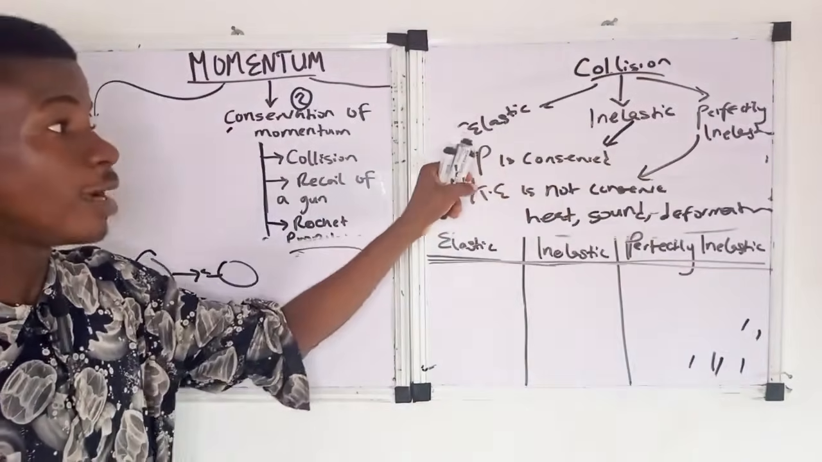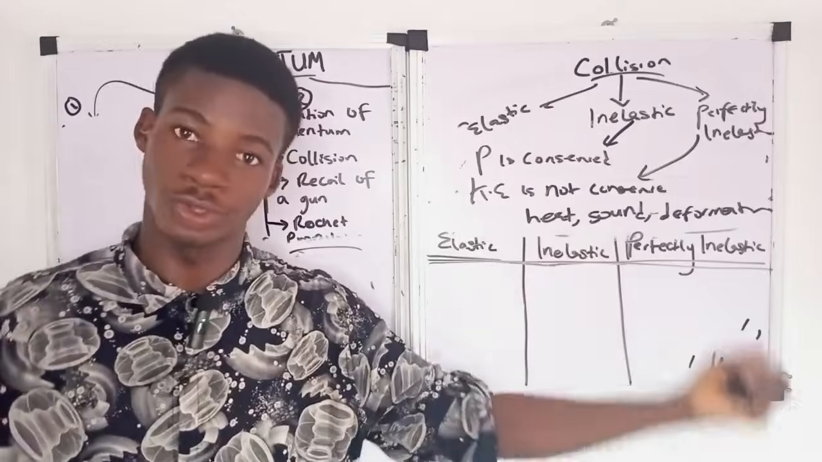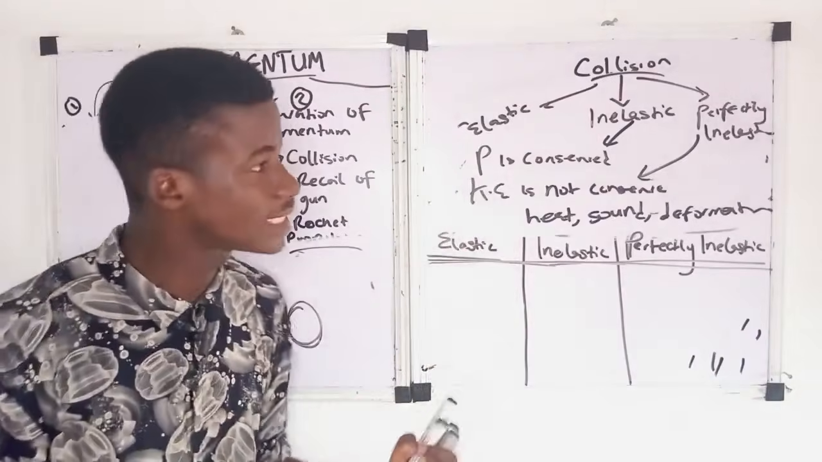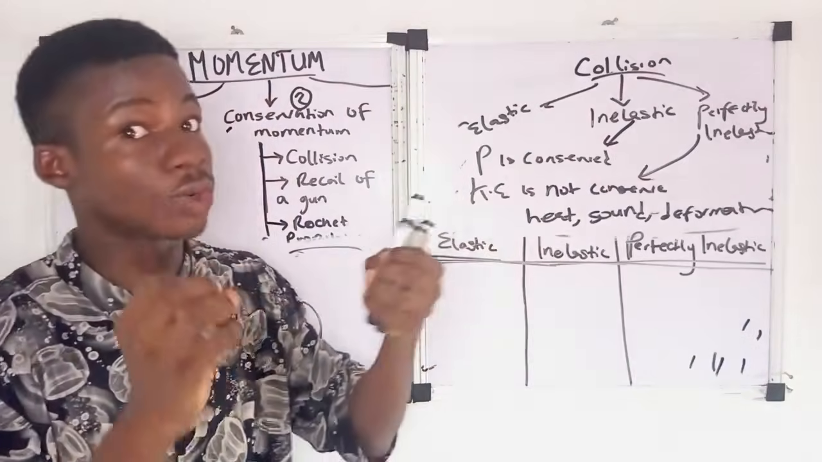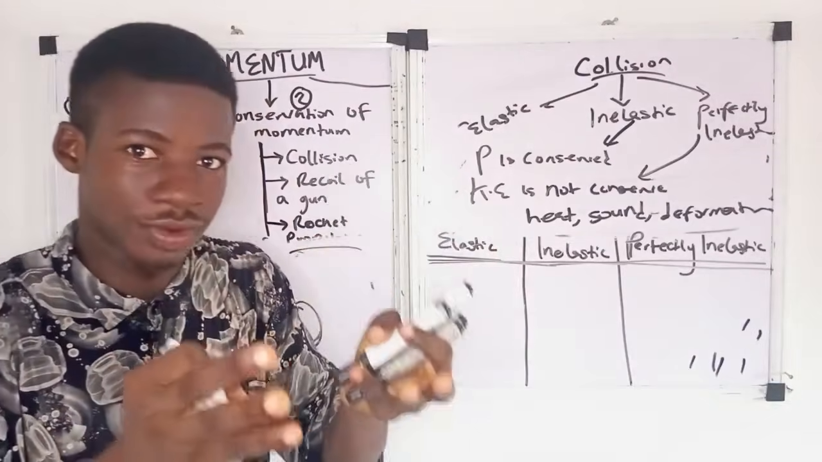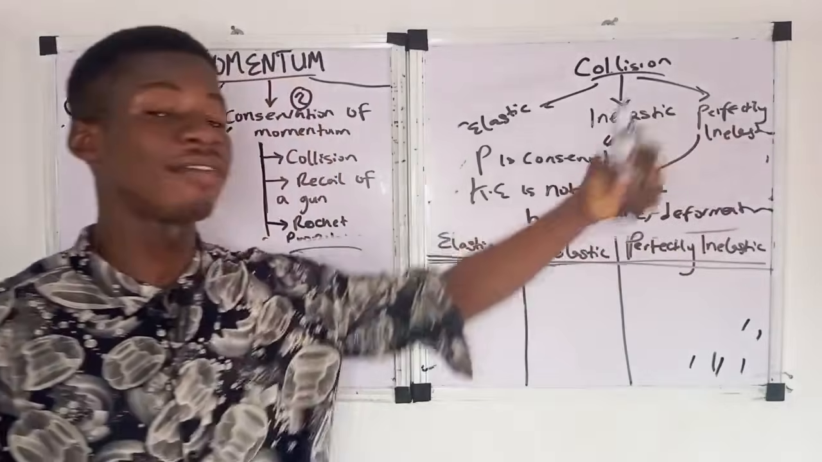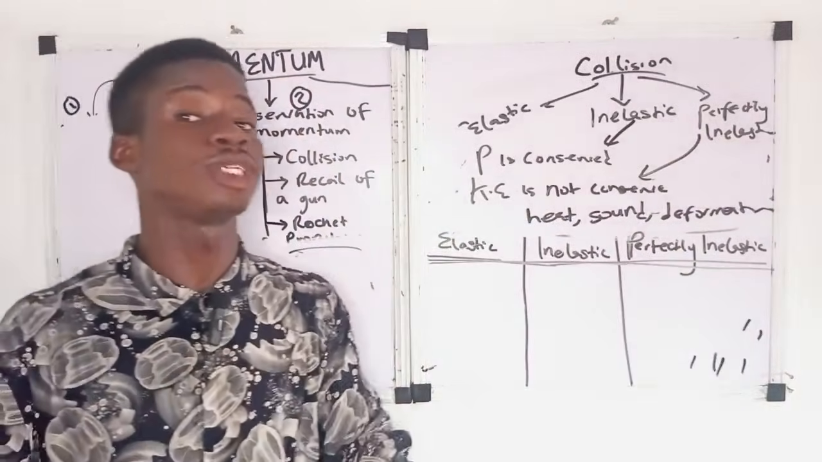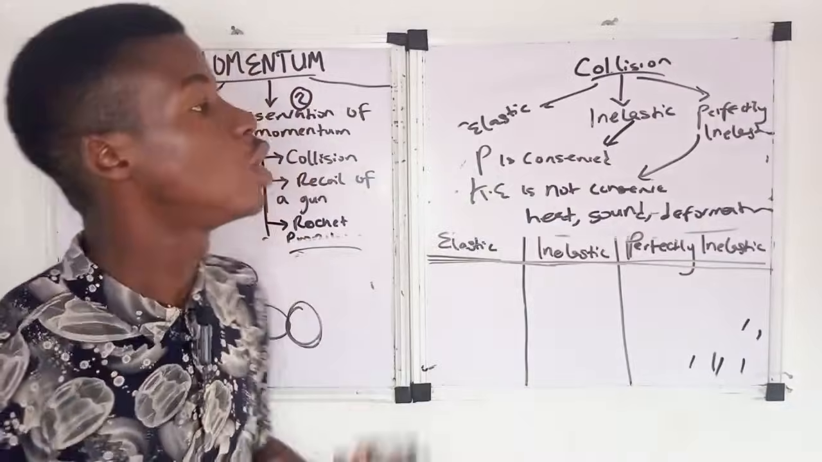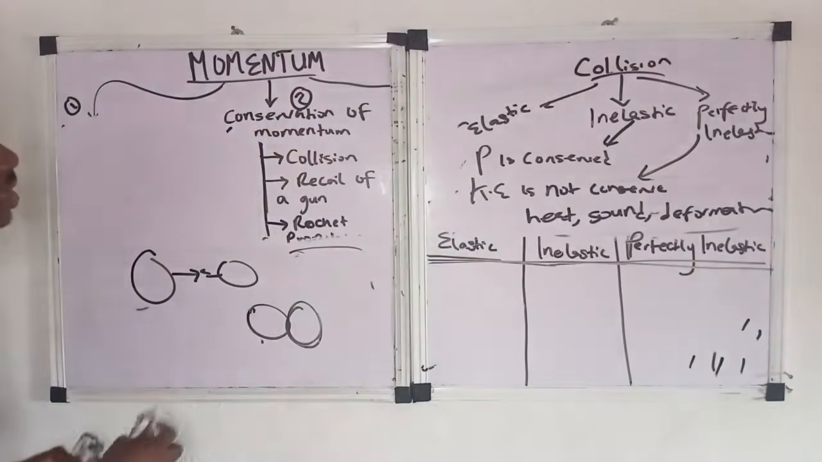Now for elastic, when the bodies collide, they usually bounce off. In inelastic, some of them collide and might also bounce off, but there is loss of energy in the form of heat, sound, and deformity. But in perfectly inelastic, once they collide, the two bodies stick together and move with a common velocity.